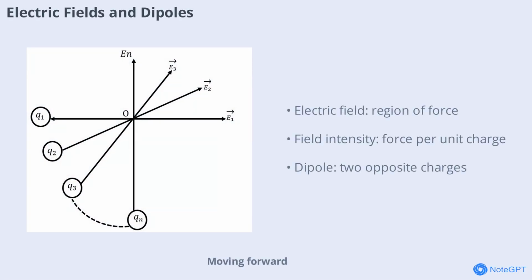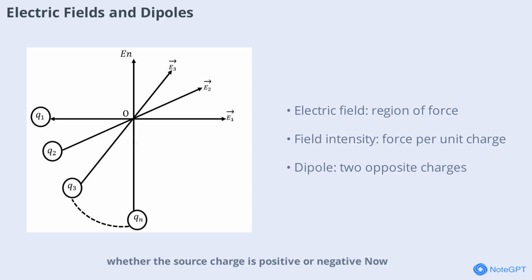Moving forward, let's discuss electric fields and the concept of electric dipoles. An electric field is the region around a charged object where another charge experiences a force. The strength of this field at any point is called electric field intensity, which is a vector quantity. It's defined as the force per unit positive test charge placed at that point. The direction of the field depends on whether the source charge is positive or negative.